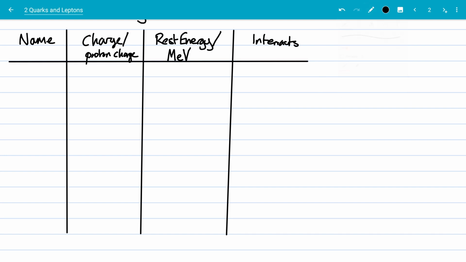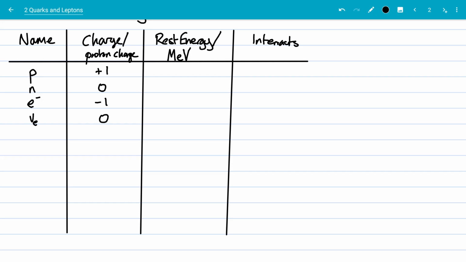So let's start with the ones that we had named. We've got the proton. We've got the neutron. We've got the electron. We've got the electron neutrino, so named already. And then we can look at their charges. So this was +1, this was 0, this was -1, this was 0.